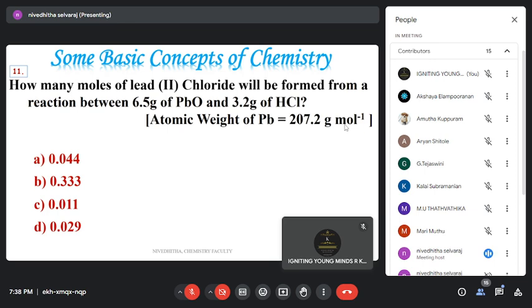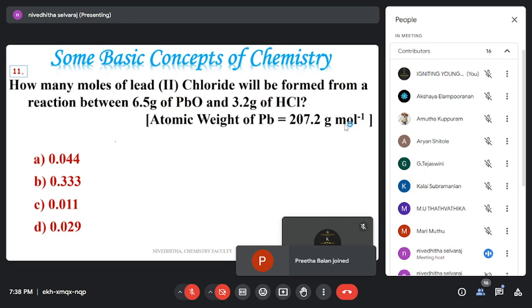Basically, we know that this problem is related to limiting reagent, right? Whenever you're provided with the process, please write the equation for the process and make sure you're writing the balanced equation. Okay. So what is the process here? Lead oxide is reacting with HCl to give lead chloride, right? So we'll write the equation for this given process.